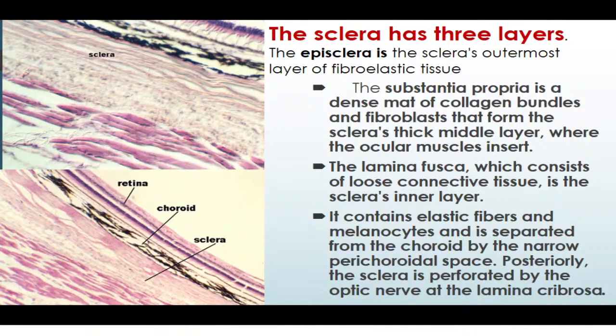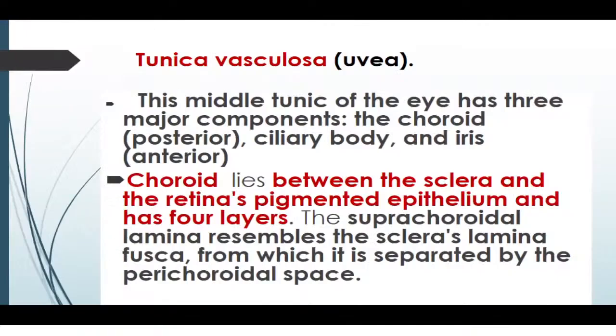Posteriorly, the sclera is perforated by the optic nerve and the lamina fibrosa. The last layer is the lamina fibrosa posteriorly. Again, episclera outermost, lamina fusca innermost, and perforated by the lamina fibrosa. Thank you. Next is the tunica vasculosa, the uvea.